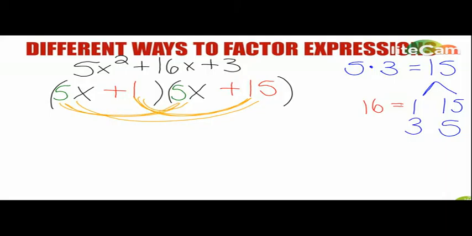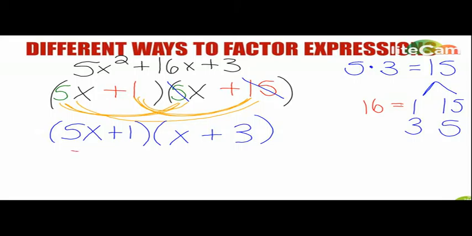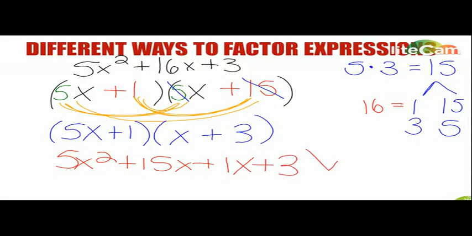So there's my 5x plus 1. I know that that one won't work, so I'm going to go ahead and take out or divide out the 5 from the 5x and the 5 from the 15. Okay, let's check. 5x squared plus 15x plus 1x gives me 16x plus 3. Looks like it's going to work. Okay, this is my answer.